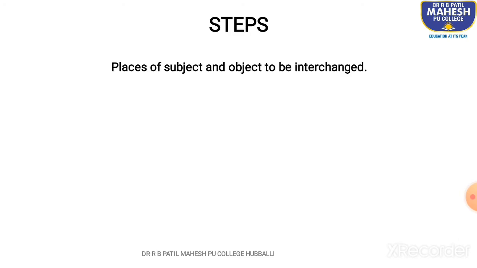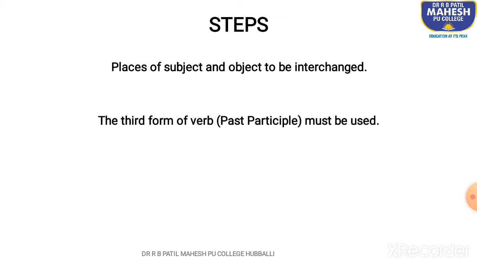Now, let us look at a few steps here. Places of subject and object to be interchanged. That is what I discussed just now. The places of subject and object are to be interchanged when we change an active voice to the passive voice. The third form of the verb, that is past participle, must be used. Preposition by to be used after the verb. So these are some very important things. You always need to remember that when you are framing a sentence in passive voice, you always should use the third form, that is the past participle of the verb, and there should be preposition by used after the verb.